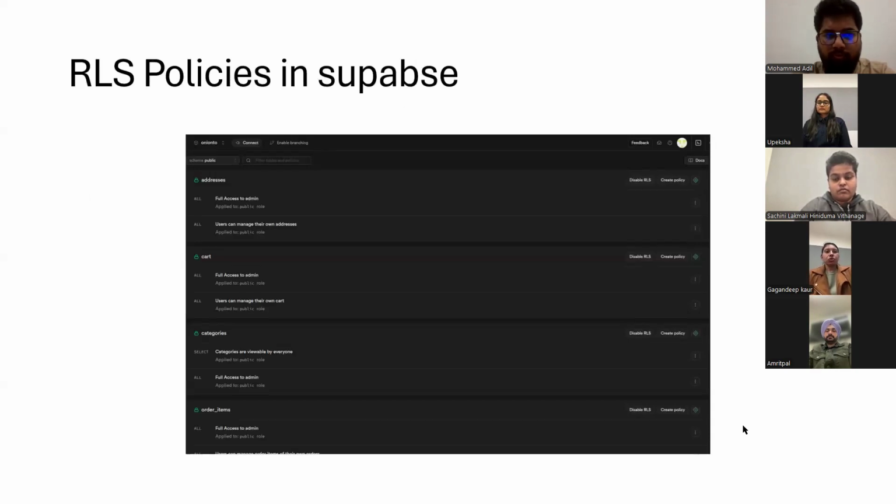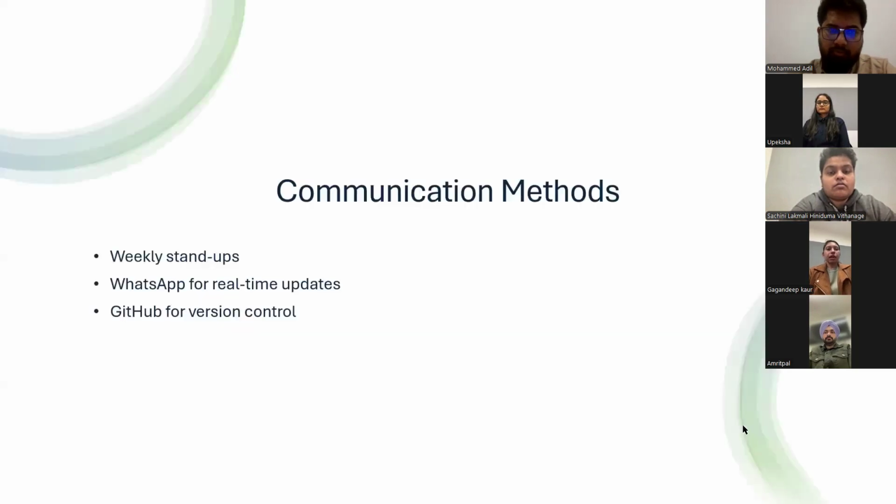This slide also shows a screenshot of our RLS policy configured within Supabase, especially focusing on address, cart, categories, and order items. The configuration appears to control access levels, with options for full access to admin. Users can manage their own address, and categories are viewable by everyone. This illustrates the practical application.